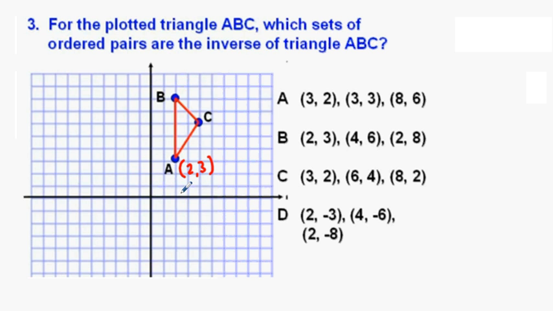Coordinate B is 2 to the right and 8 up. So 2 comma 8 are the coordinates of B. And for C, those coordinates are 1, 2, 3, 4 to the right and 6 up. So 4 comma 6. And so you're looking for the coordinates switched.